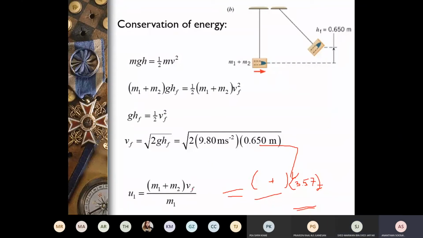But here, the final formula for U1 is this, right? Yeah. So here does not involve the initial speed of the block one. Yes. Just put M1, M2, M1, and the final velocity. You know, it's 3.57. So again, M1 how much? 0.1. Anyone got the answer?